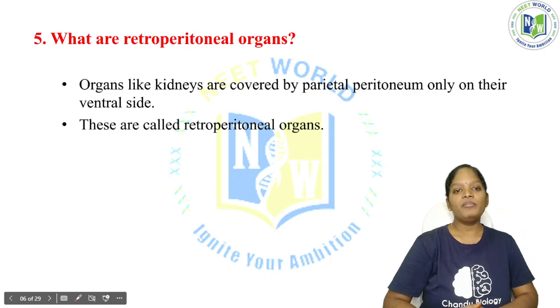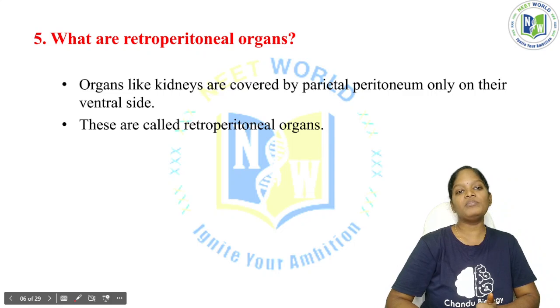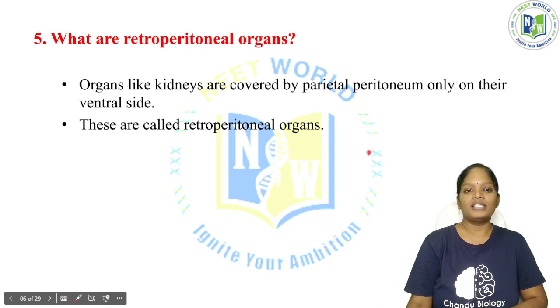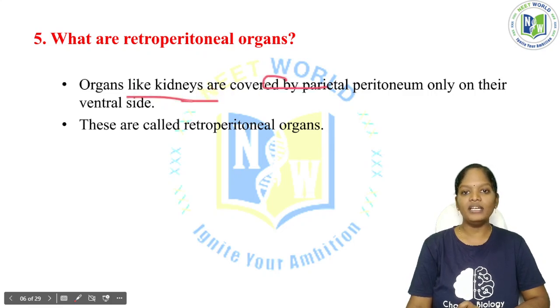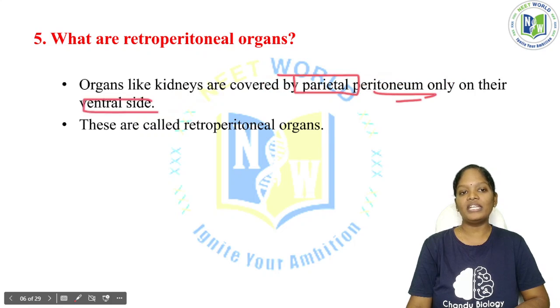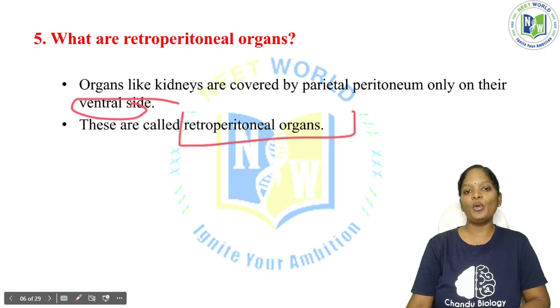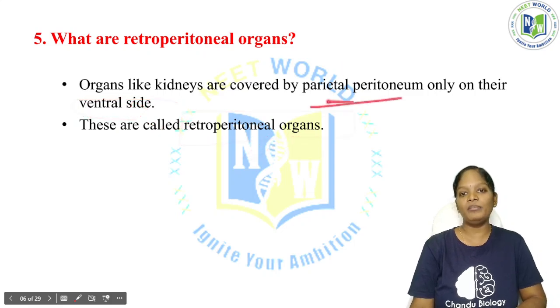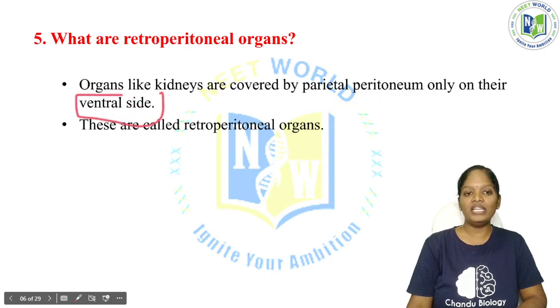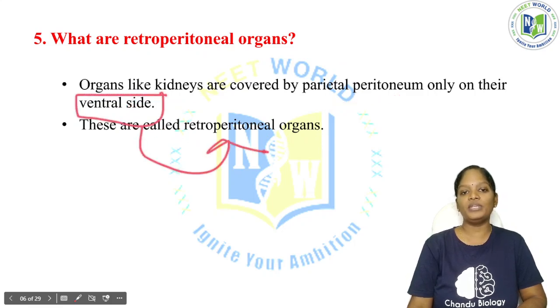Now the fifth question will be retroperitoneal organs. What is meant by retroperitoneal organs? Organs like the kidney are covered by the parietal peritoneum only on their ventral side. The peritoneum is a layer which covers the kidney, so that is the parietal peritoneum on the ventral side. These are called retroperitoneal organs, as the parietal peritoneum is present only on the ventral side.